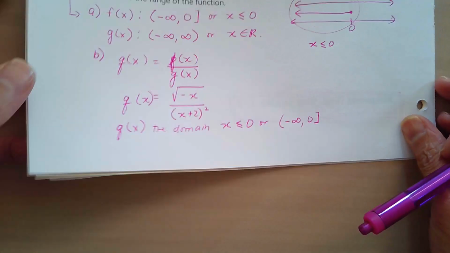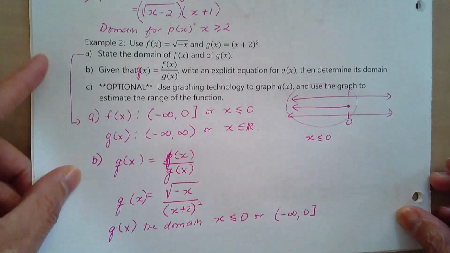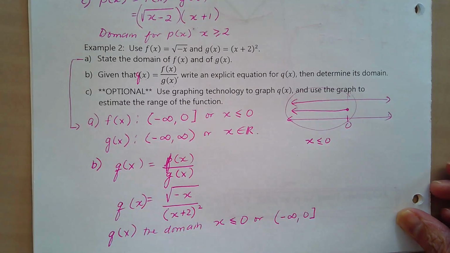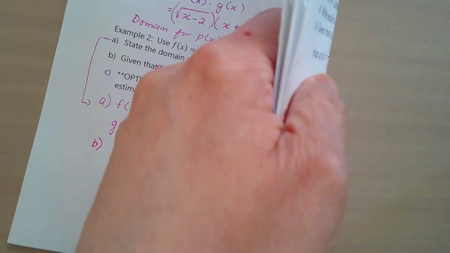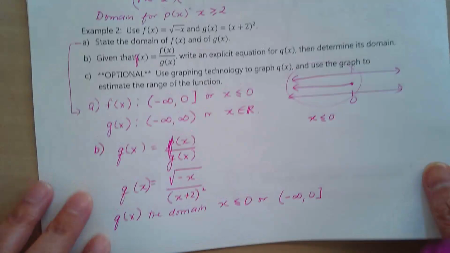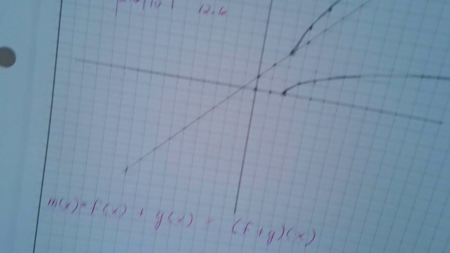Do we have a strategy for this? Because now we have to graph it, right? Optional graph technology, q of x. So how do we do that? Okay, you still have your graph paper? Okay. So start graphing the square root of negative x. You know how to do that.